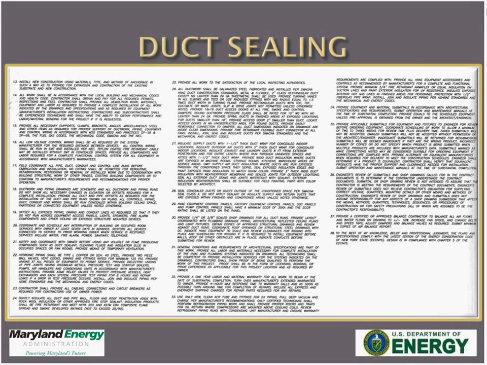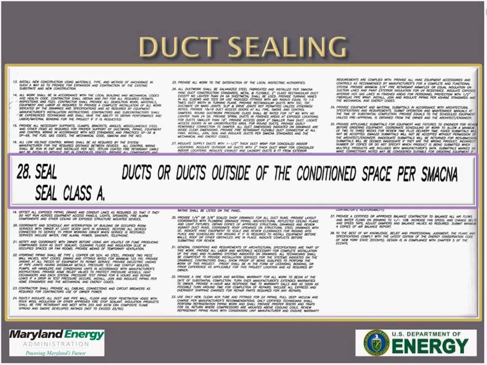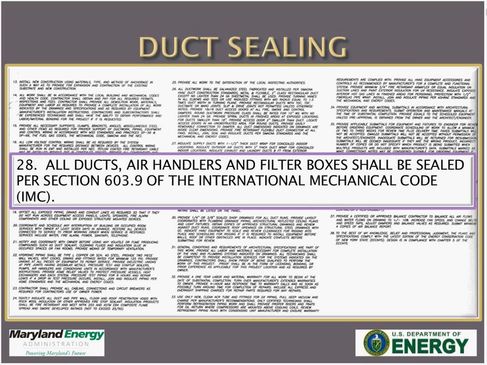This requirement is most easily complied with via notes. Including duct sealing details on drawings can be impractical. Here is a set of general notes included within the drawing set. Here is a note stating sealing per SMACNA Seal Class A, which complies with section 603.9 as stated in the Energy Code. Or, alternatively, this literally takes the wording from the code and uses it in the construction documents. It states that ducts, air handlers, and filter boxes shall be sealed per section 603.9 of the IMC.